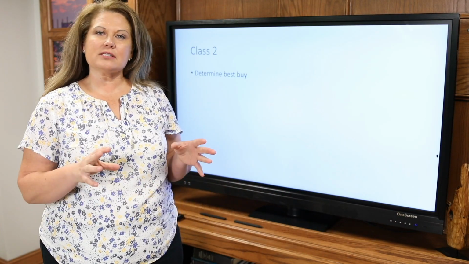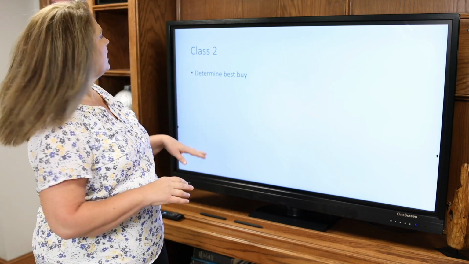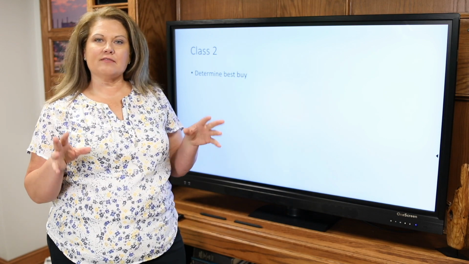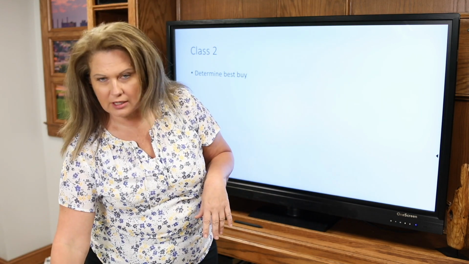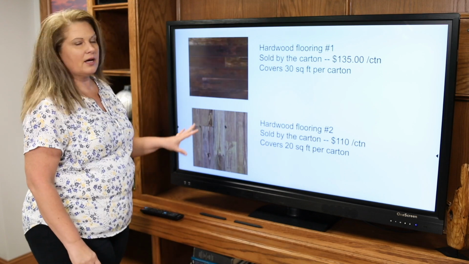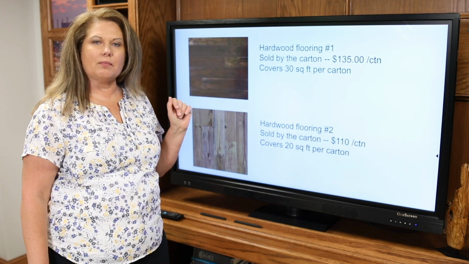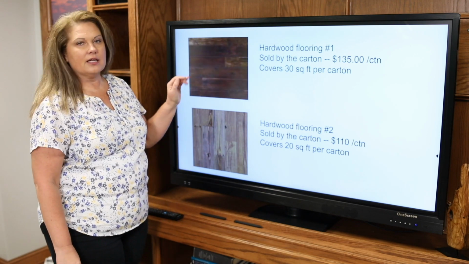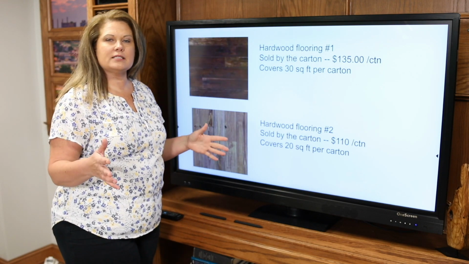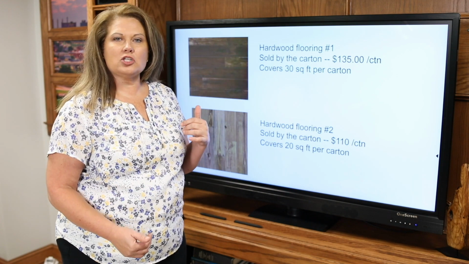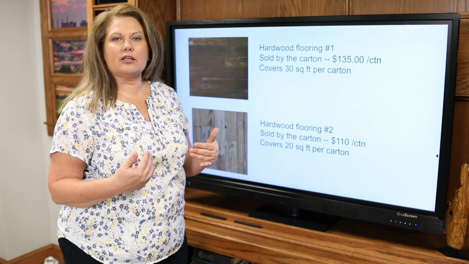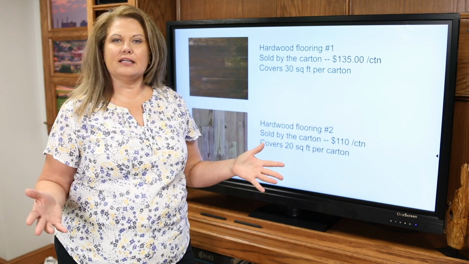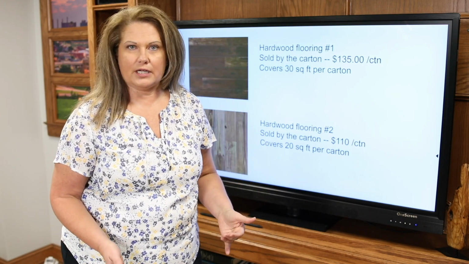So let's talk about section 2 for today. Determine best buy. And what I've done is I've gotten 2 examples for you of 2 products. We're going to continue our house remodeling, and I've selected 2 types of flooring. Now, sometimes you're going to want to know exactly which one should I choose based on the price. If you like both of them and you cannot decide, cost is going to decide for you.